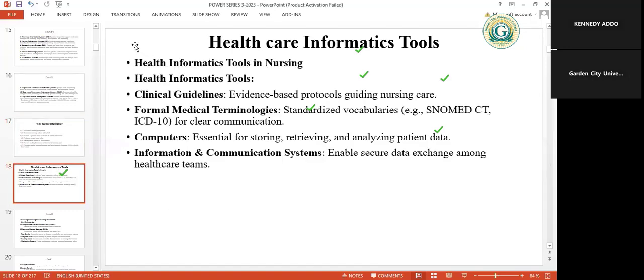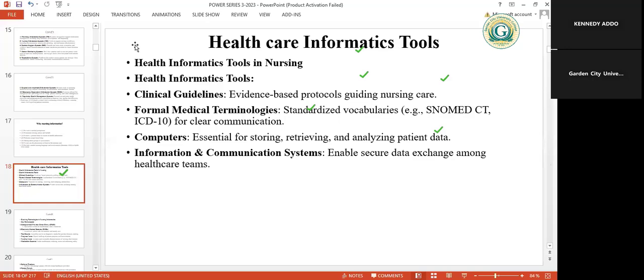So these are the healthcare informatics tools, or tools in nursing informatics. The first one is clinical guidelines. They are evidence-based protocols guiding nursing care. Somebody may ask, why are clinical guidelines seen as a tool? Before the advent of computers or technology in healthcare, we were relying on standard treatment guidelines designed and made available to us by the Ghana Health Service.